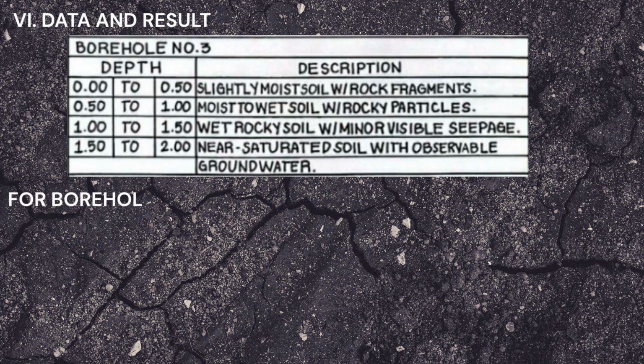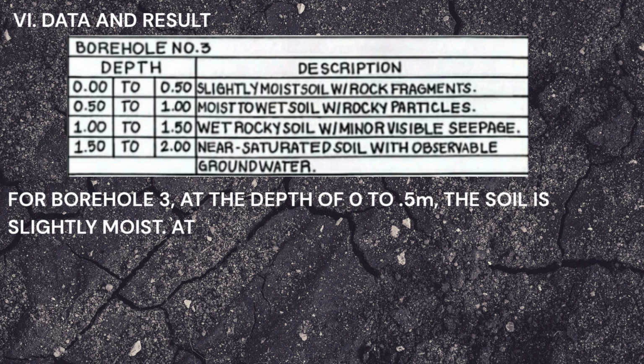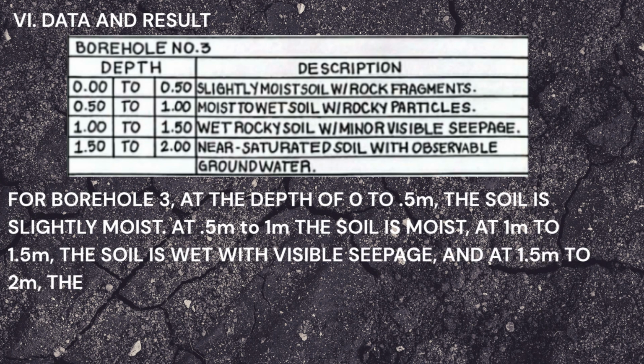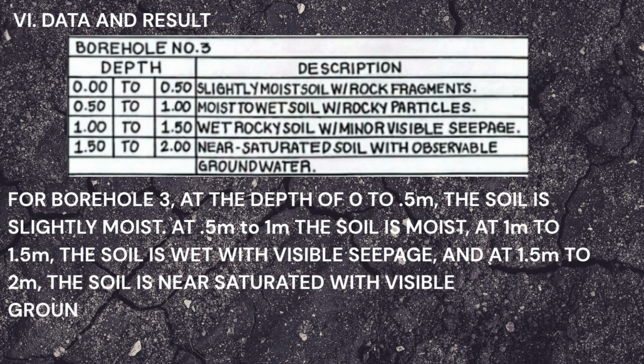For borehole 3 at the depth of 0 to 0.5 m, the soil is slightly moist. At 0.5 m to 1 m, the soil is moist. At 1 to 1.5 m, the soil is wet with visible seepage, and at 1.5 m to 2 m, the soil is near saturated with visible groundwater.